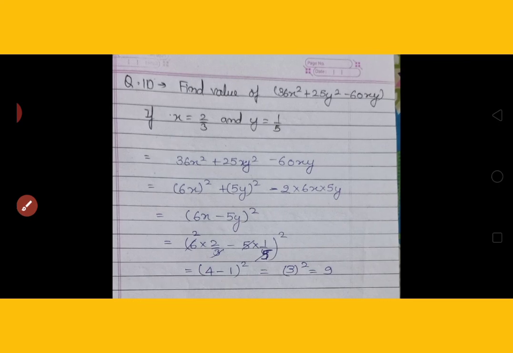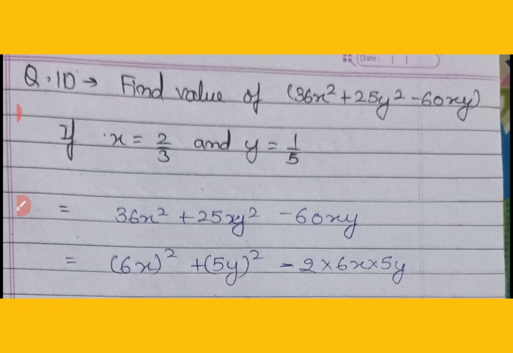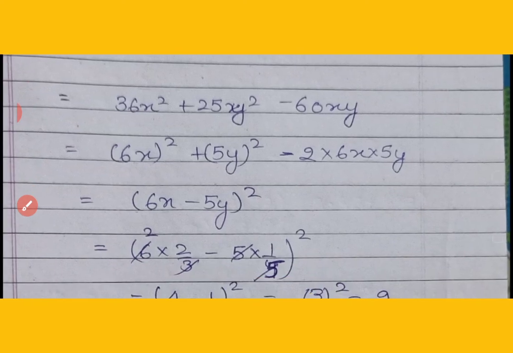Next question it has given: find the value of 36x square plus 25y square minus 60xy if x is equal to 2 upon 3 and y is equal to 1 upon 5. Firstly, it was in the form of a plus b. Now we will expand it in the form of a minus b because it has given a minus sign. Next, 36x square plus 25y square minus 60xy.